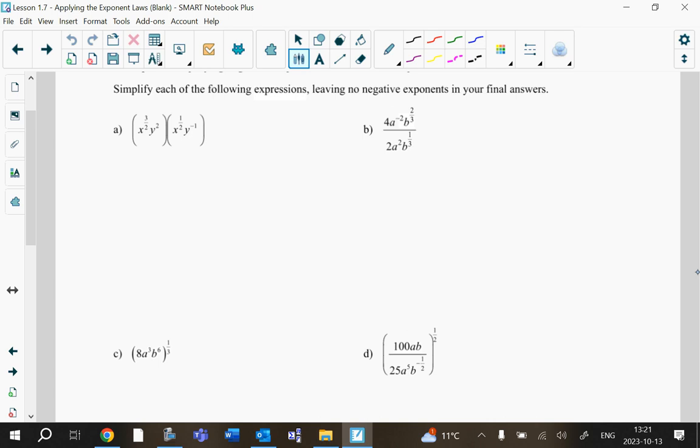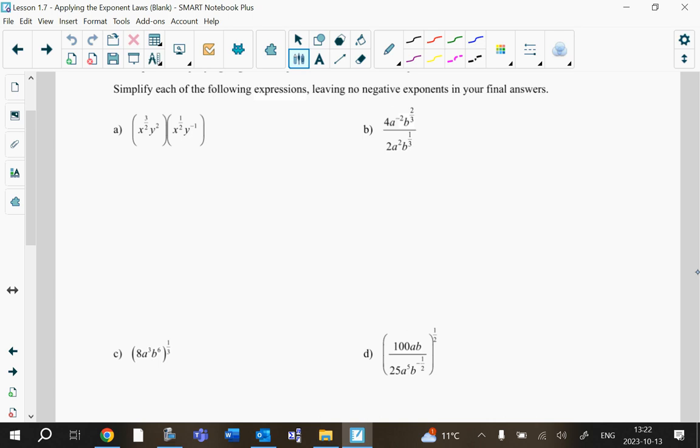So we've been talking about how to use the exponent laws for negative exponents and for fraction exponents, as well as positive exponents, which you guys have been used to working with. So let's see how many of these you guys can do. Let's look at the first one.